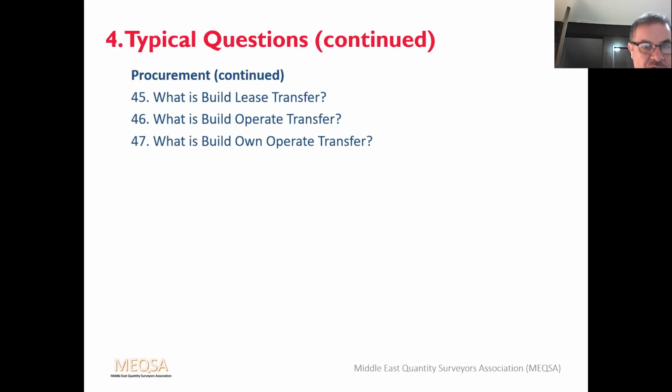What is build, own, operate, transfer? A variation on the build, operate, transfer where ownership stays with concessionaires until the end of the concession period and is then transferred free of charge to the host government.